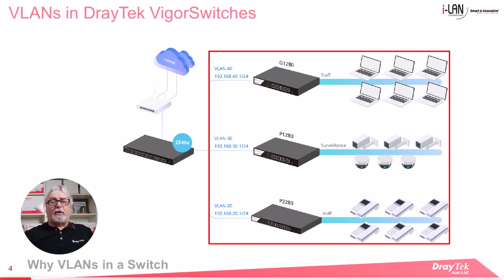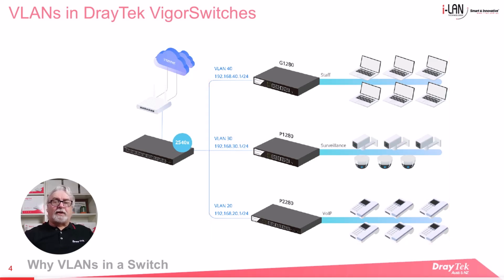So if we can keep all of that internal traffic out of the router, we can reduce the load on it and maybe even get away with a lower end router here. Utilising VLANs as well as Layer 2 Plus features in DrayTek VigorSwitches will improve network performance by making this possible.